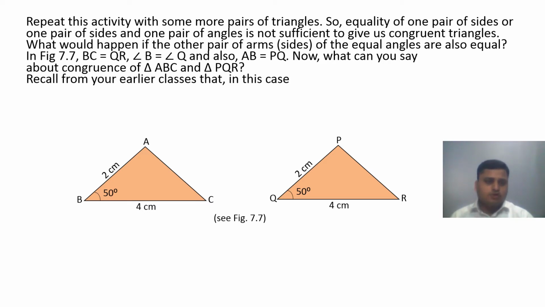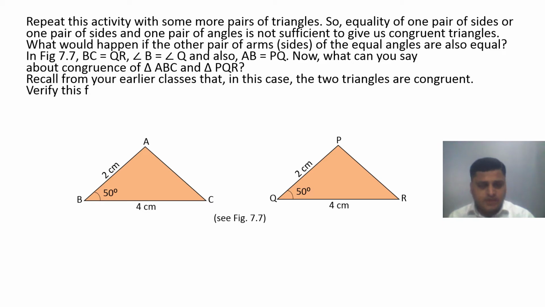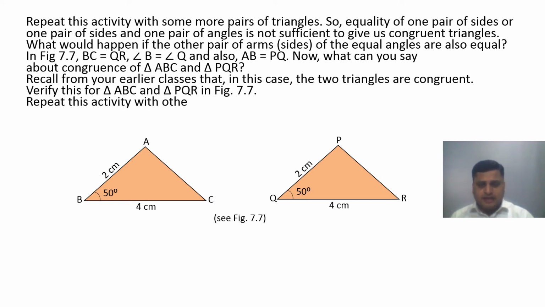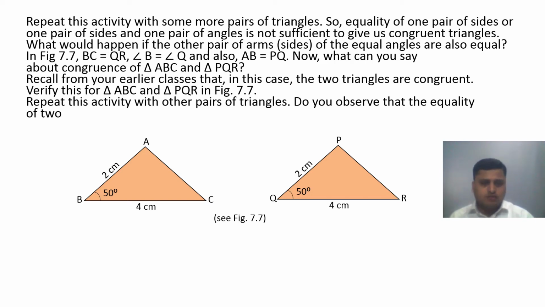Now recall all these things from your earlier classes. You have studied all of this in earlier classes. In this case, what do you observe? The two triangles are congruent. This can be verified also. We have verified triangle ABC and triangle PQR in figure 7.7: AB and PQ are equal to 2 centimeters, BC is equal to QR, which is 4 centimeters, and both the angles are equal to 50 degrees.